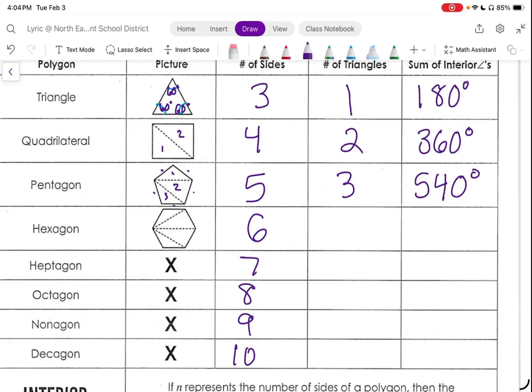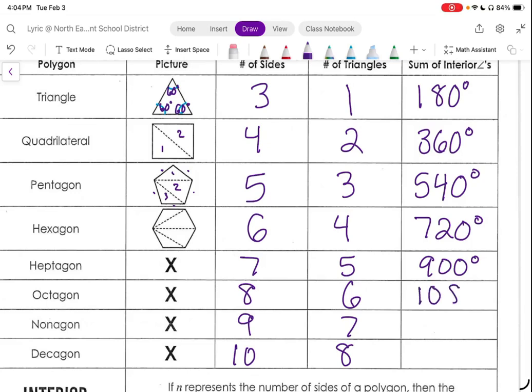All right, now that you've finished the section, let's check. Inside the hexagon, which has 6 sides, we can draw 4 triangles. So in total, we have 720 degrees. On the heptagon, that is a 7-sided shape, we can draw 5, and that is a total of 900 degrees. Of course, this continues 6, 7, and 8, and then our degrees increase by 180 each time our shape adds a side. And the last one is 1440.